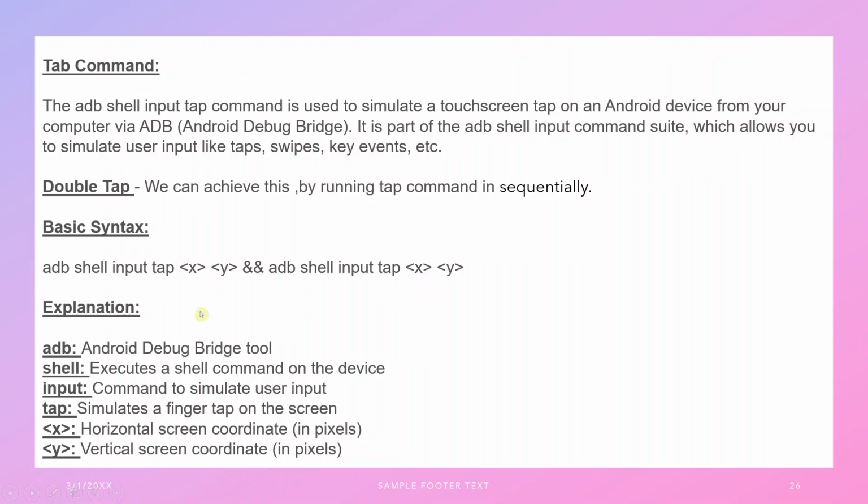As an explanation, adb is the Android Debug Bridge tool. Shell executes a shell command on the device. Input is the command to simulate user input, and in our case it is tap. Tap simulates a finger tap on the screen, means it will mimic the finger tap on the screen. What is x here? X is the horizontal screen coordinate in pixels. Y is the vertical screen coordinate in pixels. We'll discuss how exactly we get the x and y coordinates.